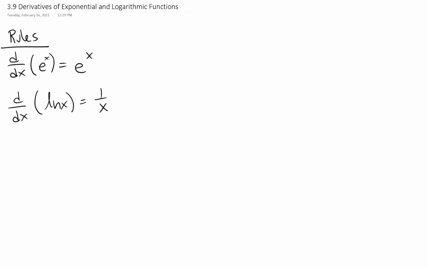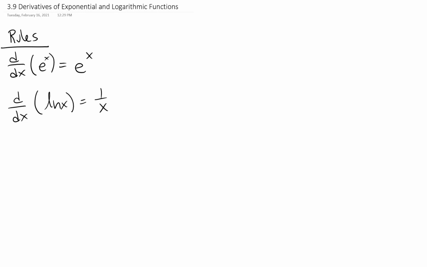Let's take a look at section 3.9, derivatives of exponential and logarithmic functions. First, we have a few rules we'll be using for this section. So there's our first two derivative rules. The derivative of the exponential function e to the x is itself, e to the x, and the derivative of the natural log function ln of x is 1 over x.